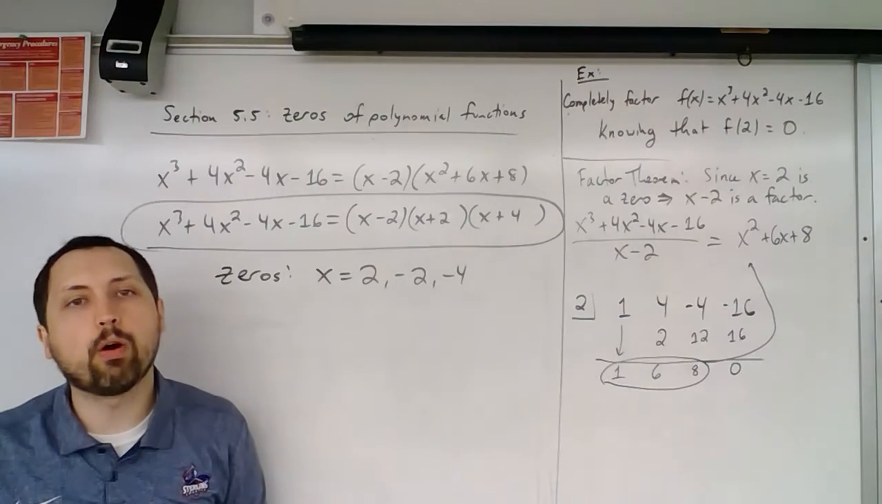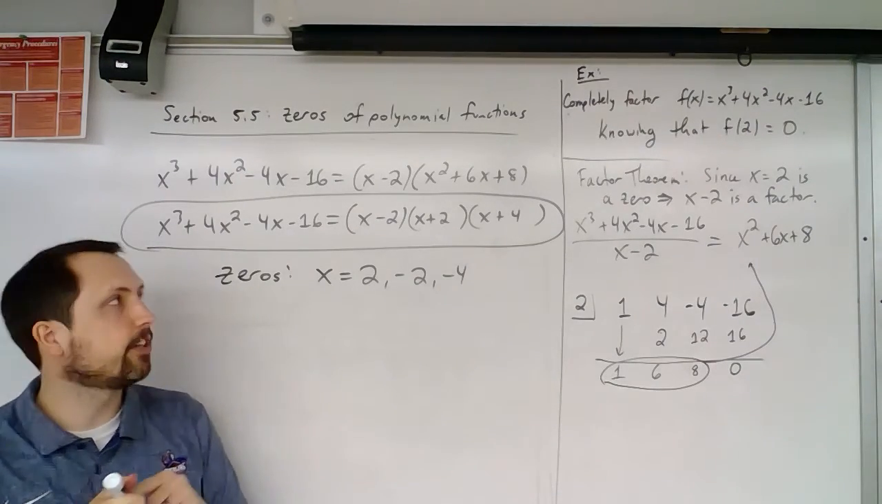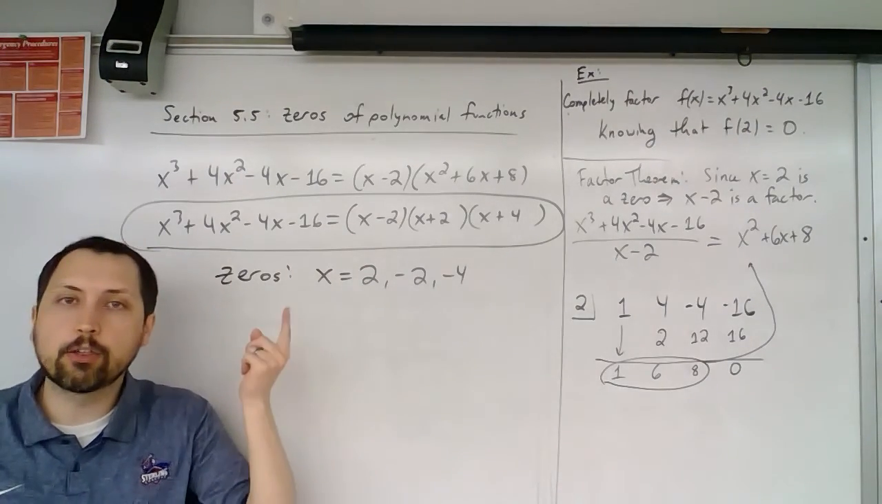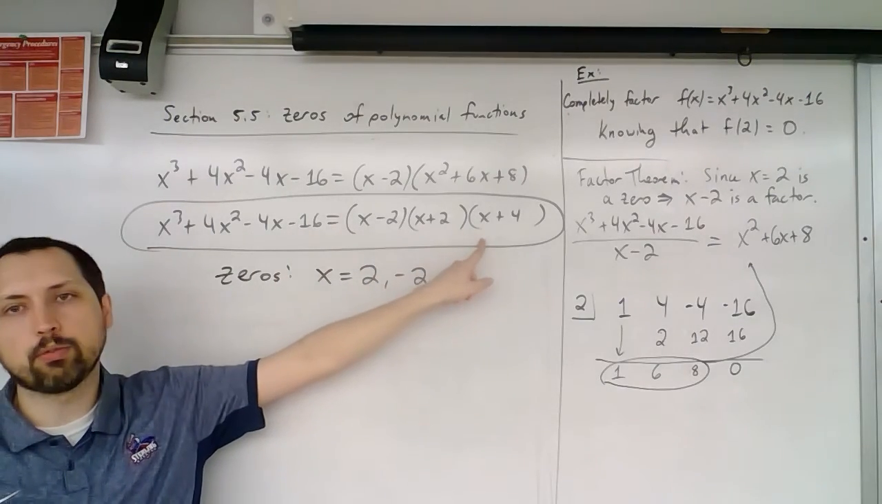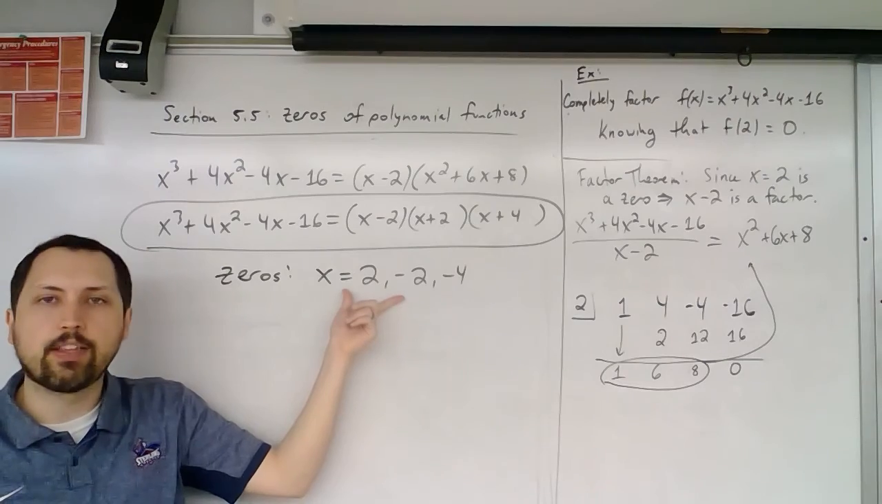So it just depends on what we're asked for. If we just want it factored, we want it like this. If we want all of the zeros of the polynomial, we'll fully factor it, and then we'll set each term equal to 0 to get the list of the x values.